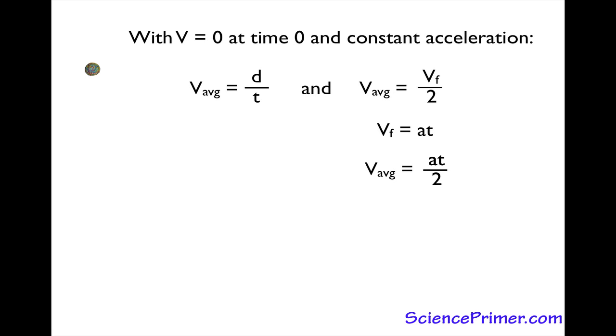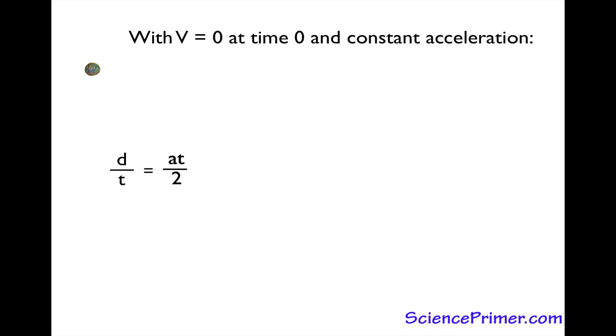And if we combine all of these through average velocity, we can see that distance over time equals acceleration times time divided by 2. And again, with the simplifying assumptions of velocity at time 0 is 0 and constant acceleration, we can rearrange this equation to find different things. If we know how far an object has traveled and how long it's taken, we can solve for acceleration and estimate the acceleration due to gravity, which is the point of this exercise.